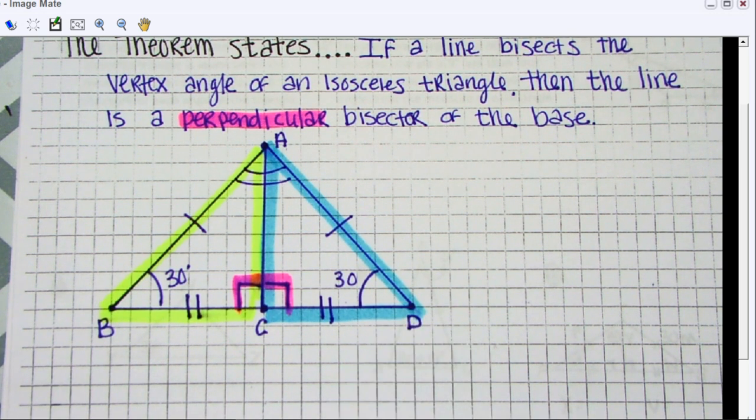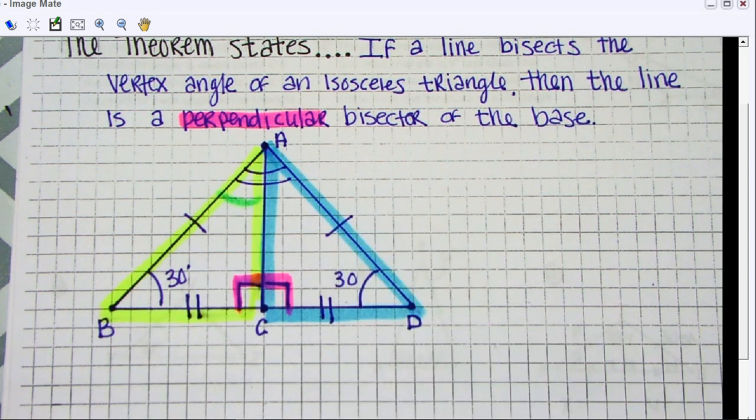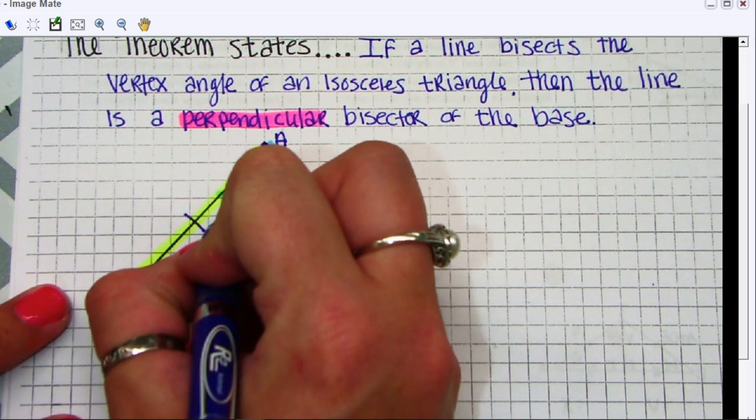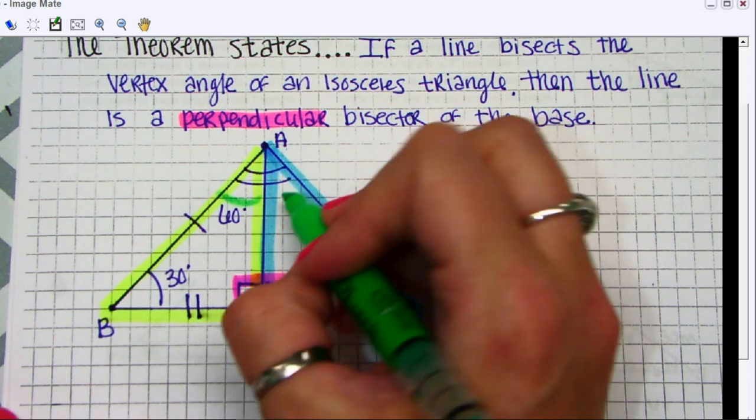So let's do some math. How do I find this little angle right here? I'll mark it with this. How do I find this angle? Well, you add 90 plus 30. Okay, so if I add 90 plus 30 and subtract it from 180, what do I get? 60. Remember, each little triangle has to add up to 180 degrees. So, yes, good job. The other one is also 60.